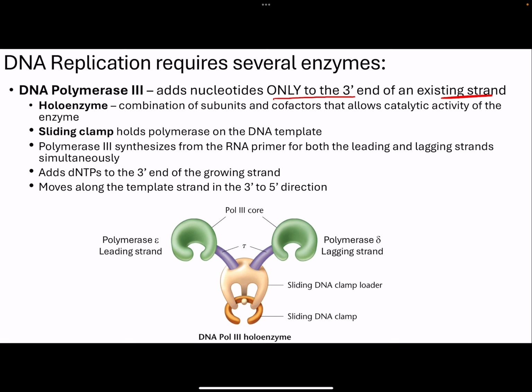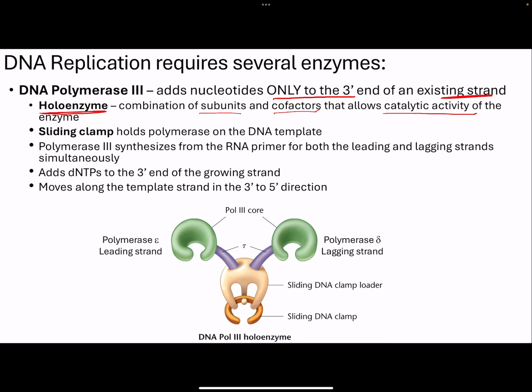DNA polymerase is a big, complex protein. It has multiple components, and it's able to catalyze its own reaction, which means that it's able to actually form those phosphodiester bonds that need to exist between different nucleotides as they're added one next to another. So this large enzyme complex is referred to as a holoenzyme. It's a combination of multiple subunits and cofactors that are able to carry out this activity of adding new nucleotides one after another.